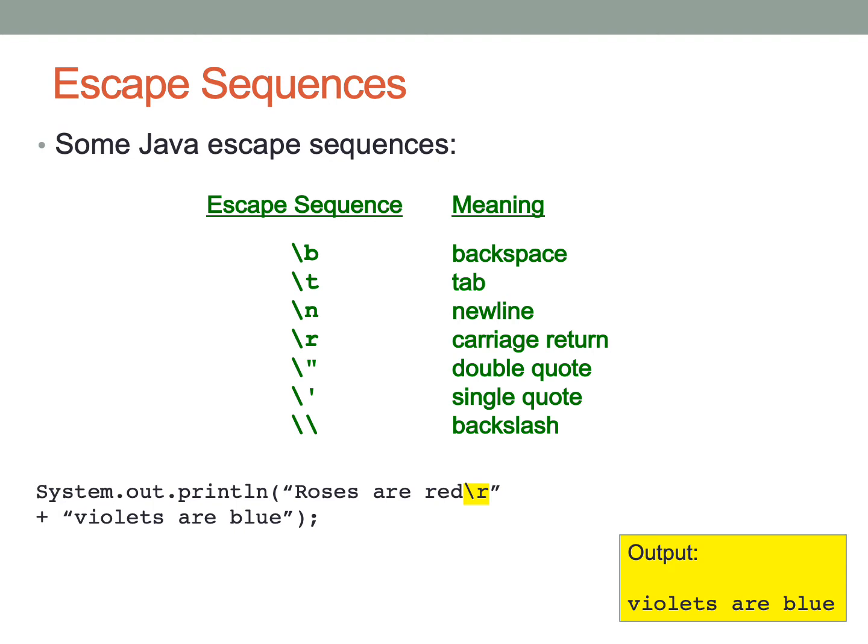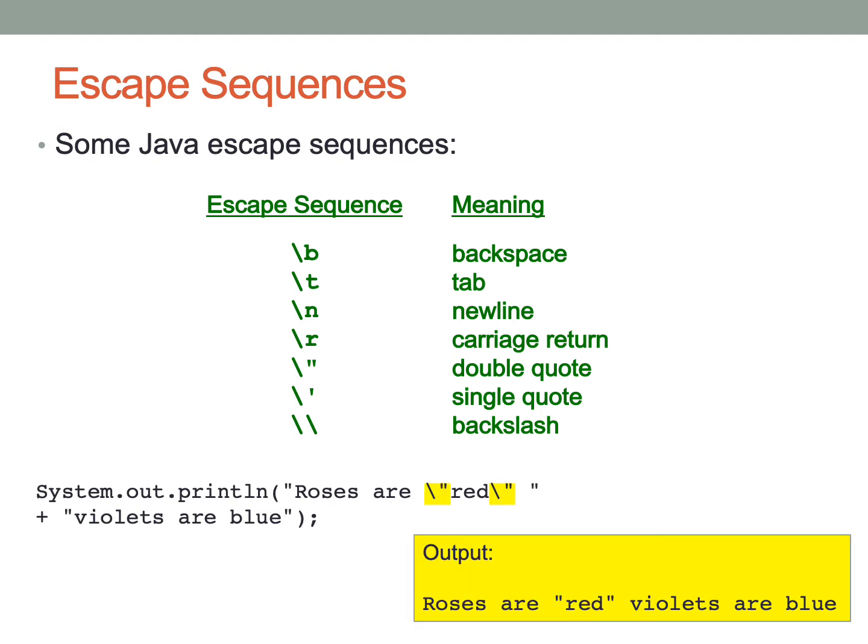\r is for carriage return. For example, we have System.out.println roses are red \r violets are blue. The output that we will get is violets are blue. The sentence roses are red is removed because \r returns to the beginning and removes the previous words. That's why we only have violets are blue as the output.